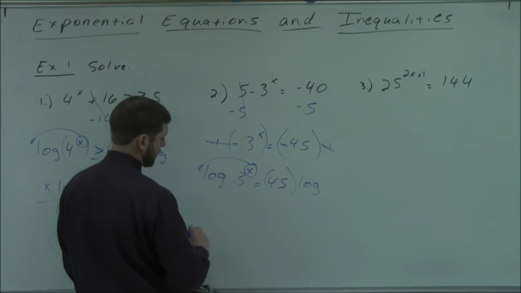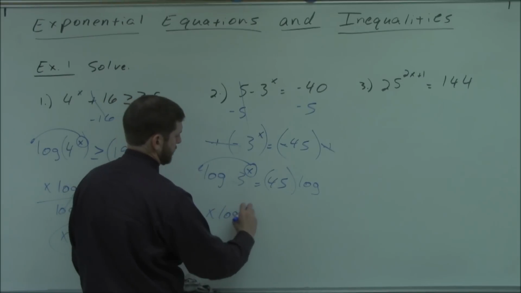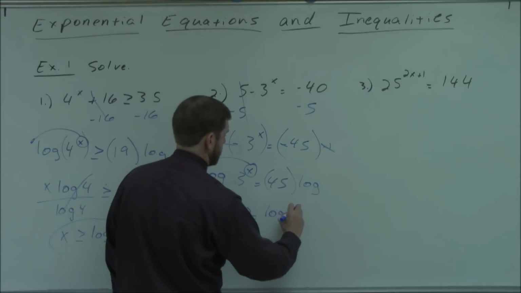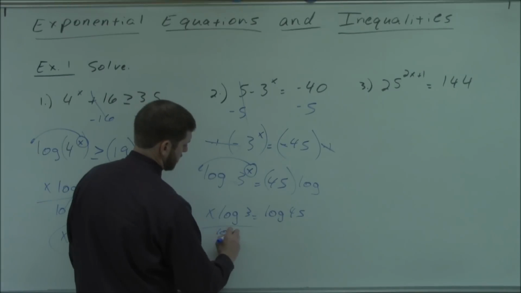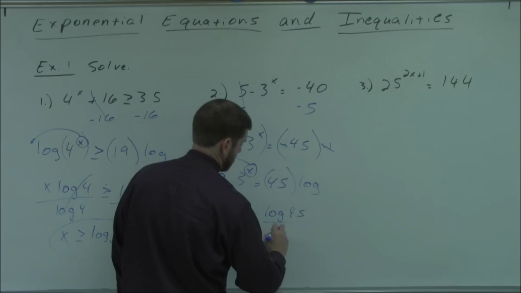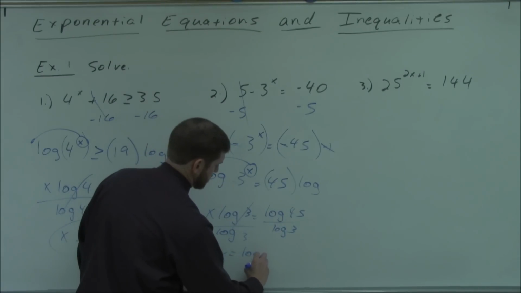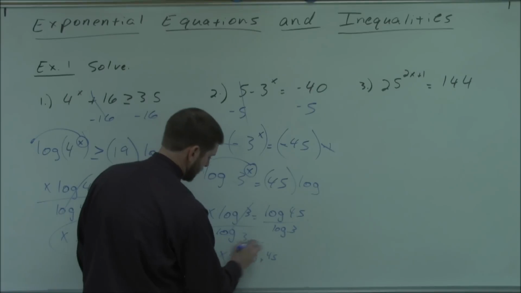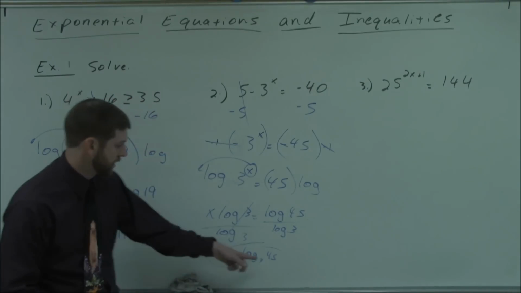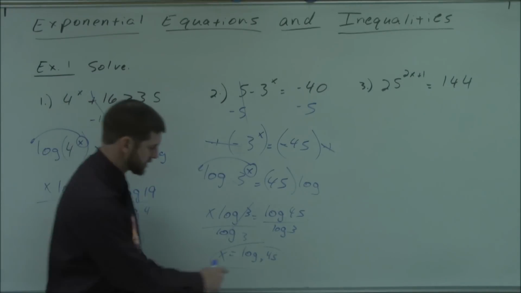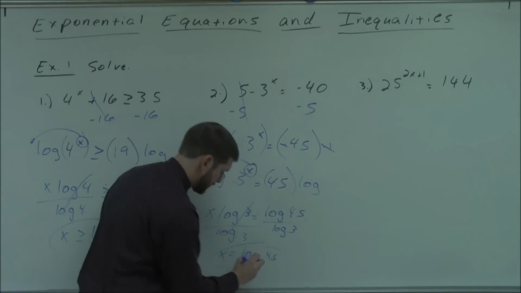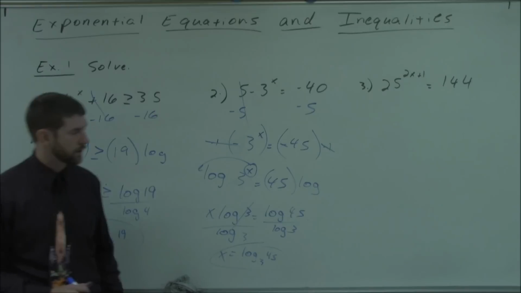Now we're ready to take log of both sides. Move our exponent on down. So x log of 3 equals log of 45. Divide by the log of 3. So x is equal to log base 3 of 45. And there it is, because 45 is not a power of 3, so we just leave it as it is. And on to the last one over here.